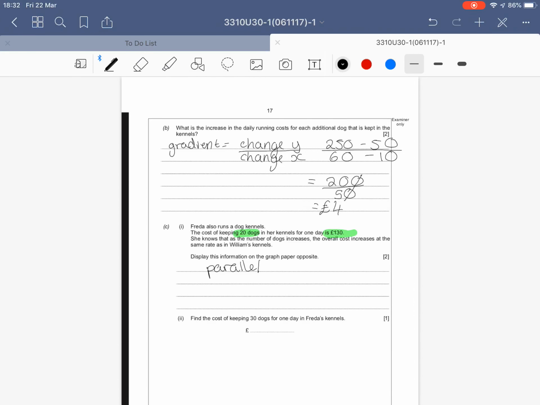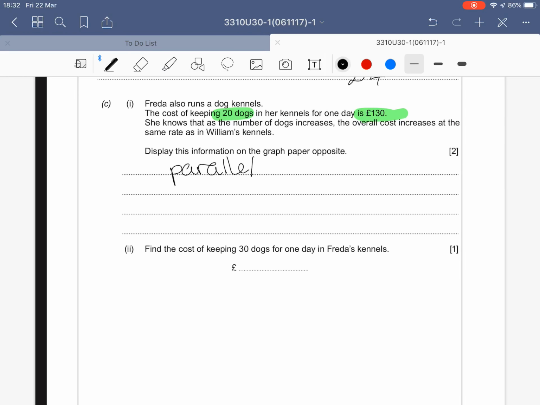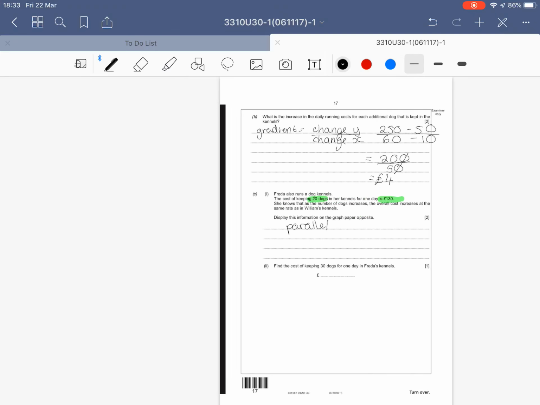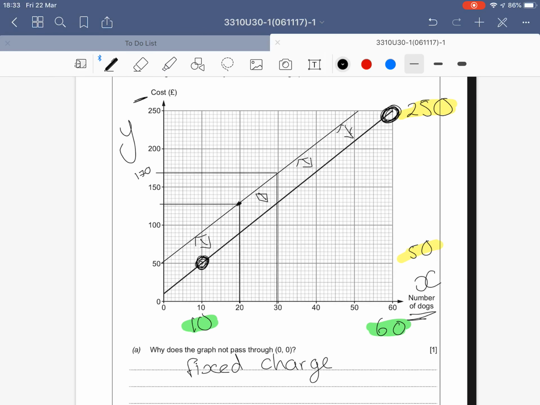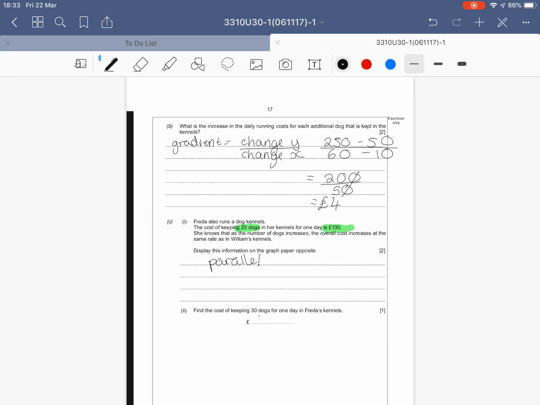So that's that question. The bottom bit is to find the cost of keeping 30 dogs in hers. So we need to go up from 30 to her line, and then read across. It goes 150, 160, so I'd say that's about 170. I'm going to pretend that's on the line there. So that's about 170.